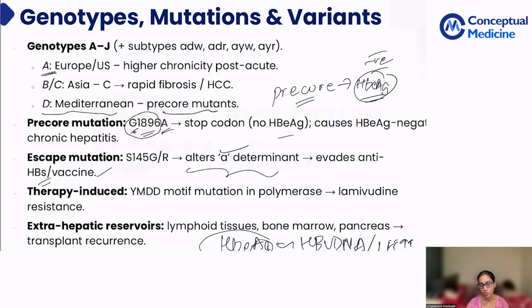So these are the two mutations you need to know. The pre-core mutants, where HBeAg is not being synthesized. So HBeAg will be negative, but there'll be chronic hepatitis. And how do you find that out? You have to do HBV DNA and your ALT. Escape mutants is vaccine and immunoglobulin escape. Then therapy induced, that is YMDD motif mutation in the DNA polymerase. So that results in lamivudine resistance. Extrahepatic reservoirs are the lymphoid tissue, bone marrow and pancreas, and that is responsible for the transplant recurrence.